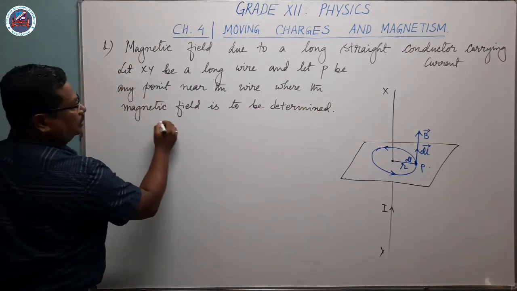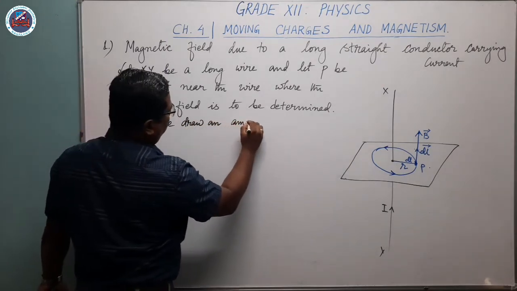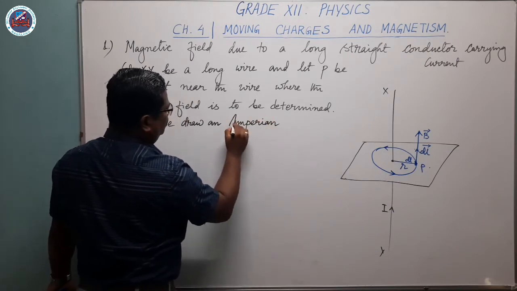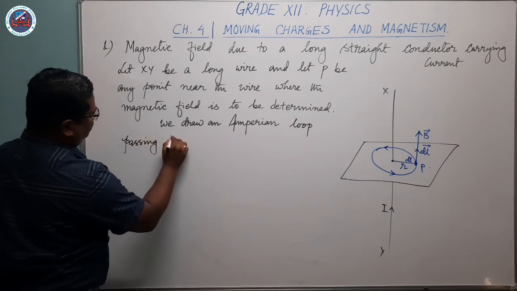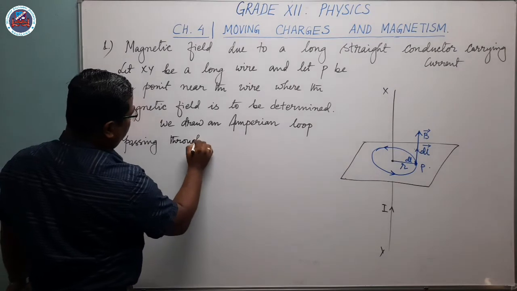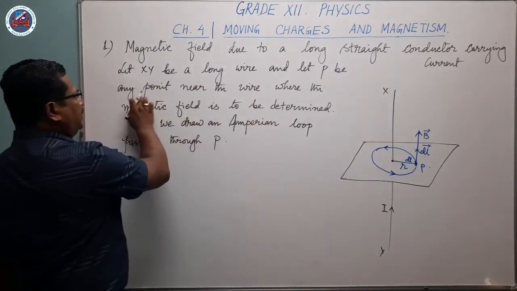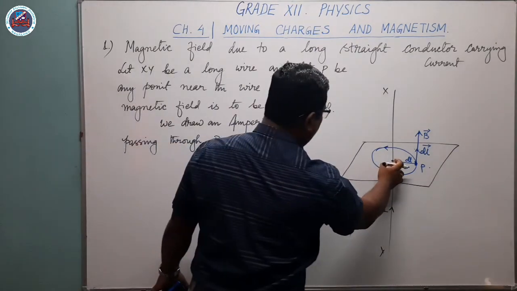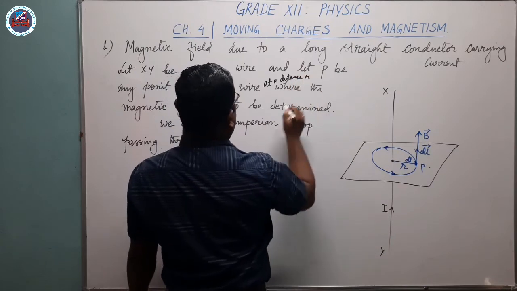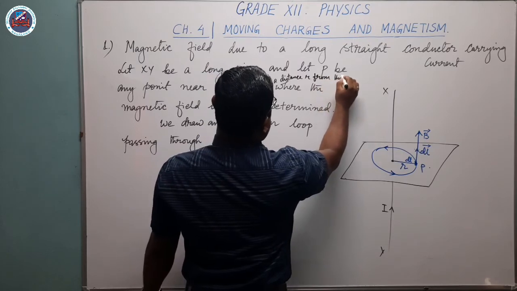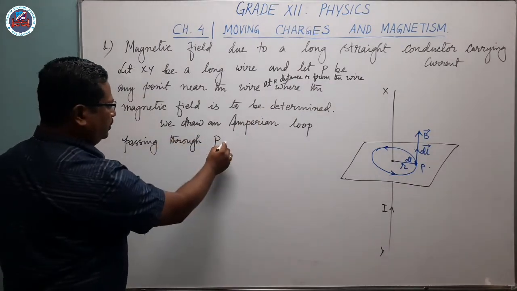Now we draw an Amperian loop passing through P. So first we'll draw the Amperian loop passing through P. Let P be any point near the wire at a distance r from the wire, where the magnetic field is to be determined. After that, we will draw the Amperian loop passing through the point P.